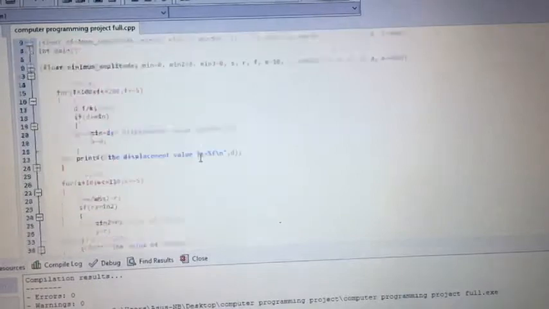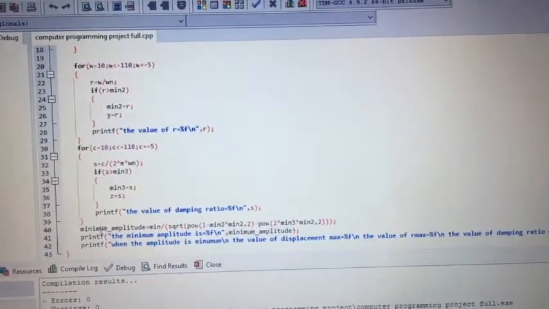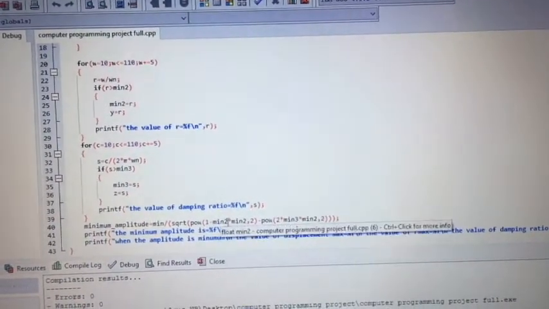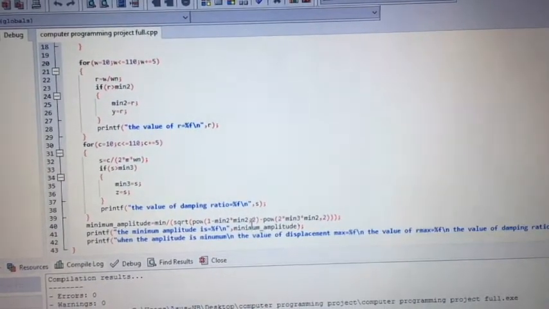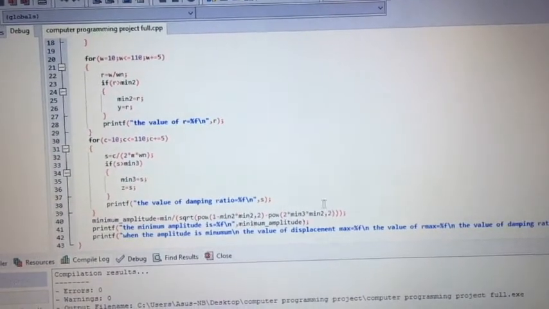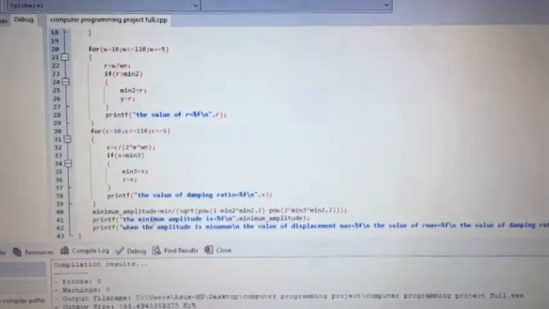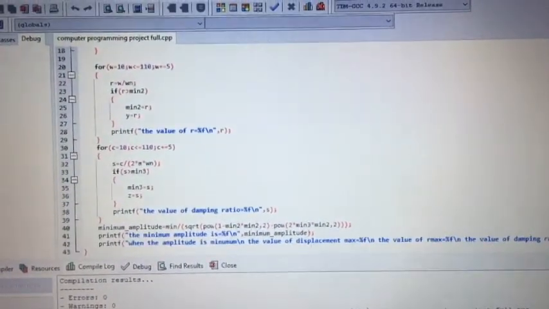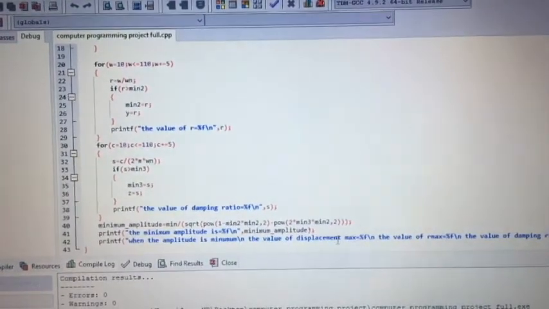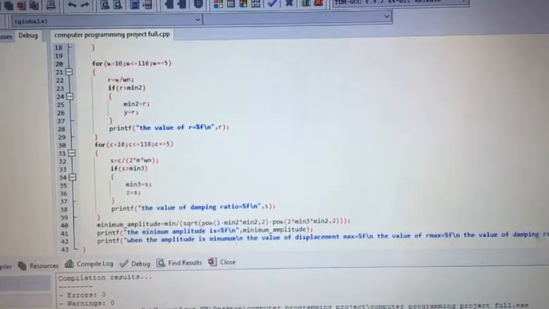After I get all the maximum values, I substitute all the values into this equation. Minimum amplitude equals the square root of pow(1 minus minimum 2, 2) minus pow(2 times minimum 3 times minimum 2, 2). Then finally I printf the minimum amplitude equal to minimum amplitude. Then when the amplitude is minimum, the value of the displacement max, the value of r max, and the value of damping ratio will be shown.